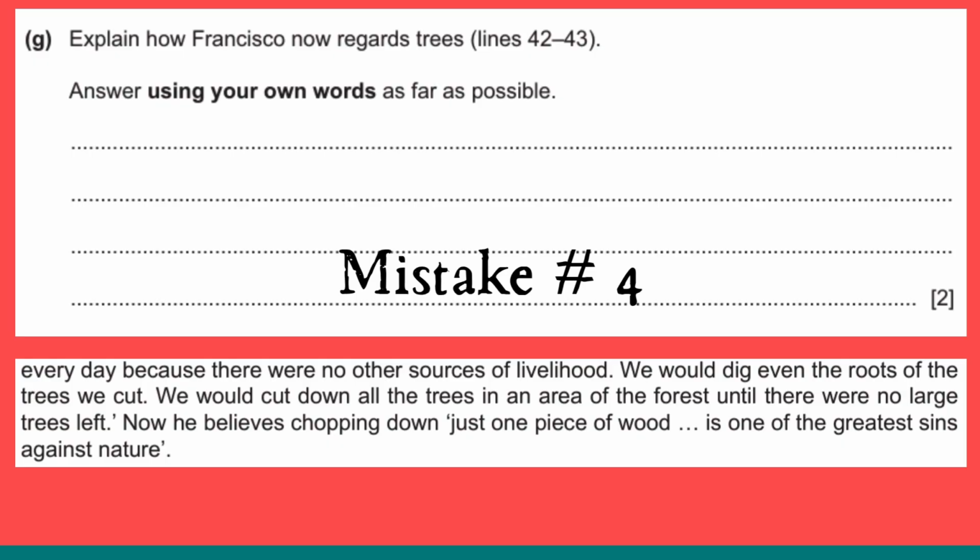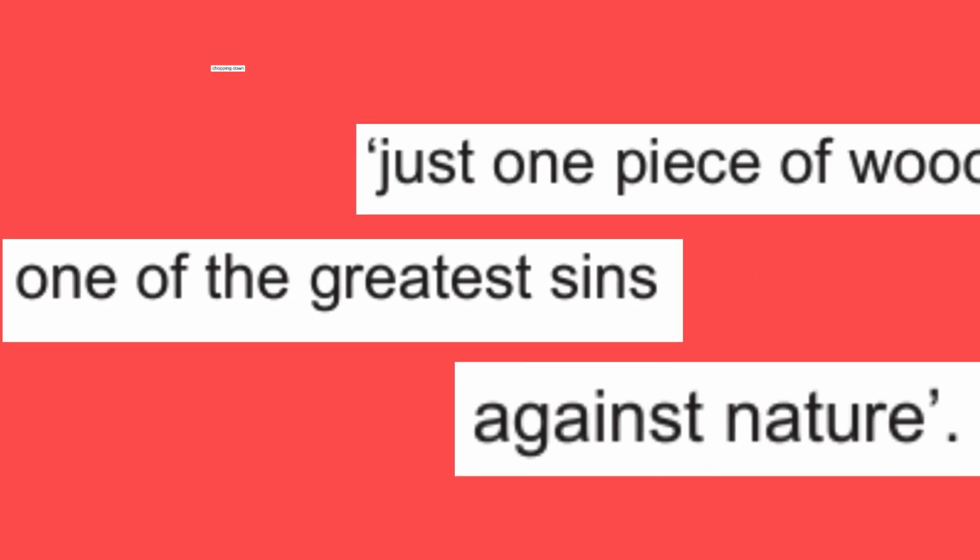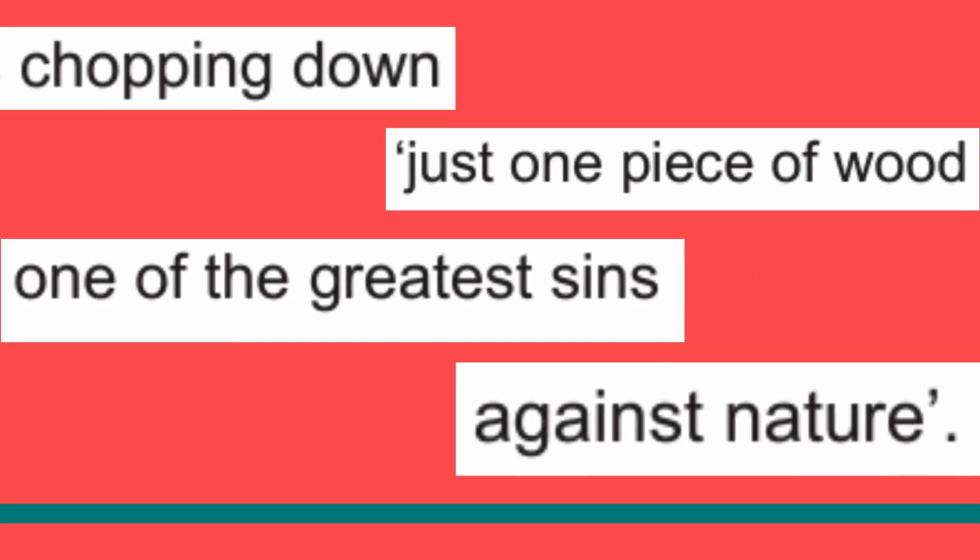So you are not supposed to write chopping down. You're not supposed to use just one piece of wood. You are not supposed to use greatest sins and against nature. So you must think of some alternative words here. Which words can you actually use? For chopping down, you can write cutting off. For just one piece of wood, you can say even a single branch, right? You're not using the word wood. You cannot use the words just or one piece even. The next one is greatest sin.